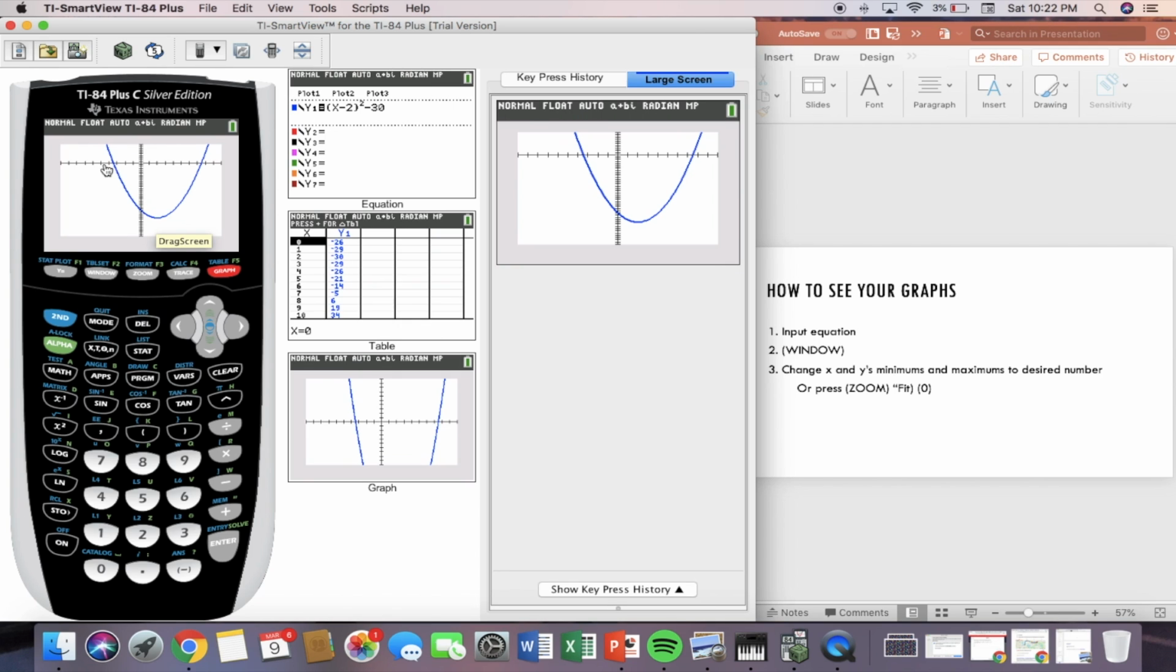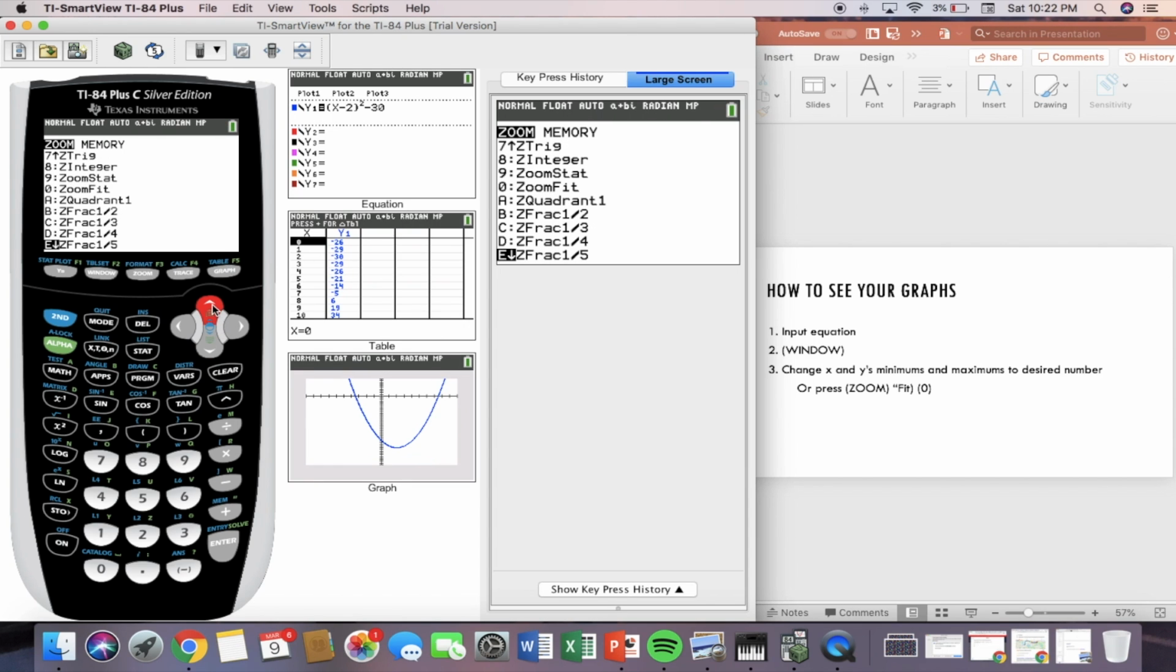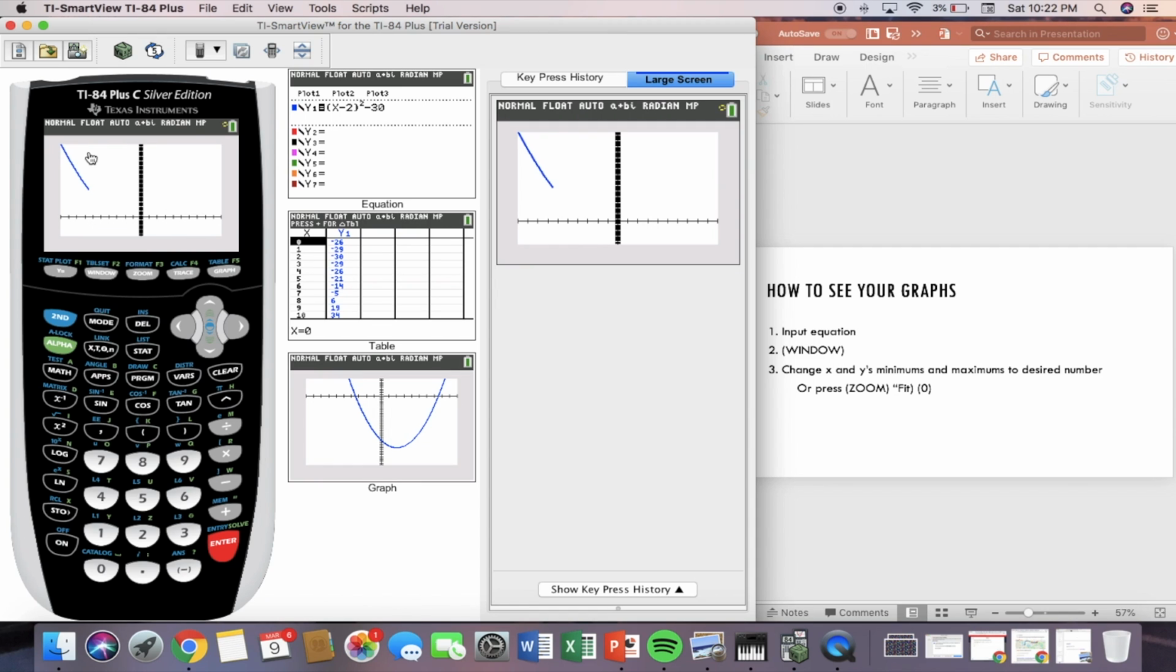I can see the vertex. I can see the roots. That's all good. Or I can do this handy thing. So I can go to zoom and then all the way down to right below zoom stat, zoom fit, which is 0. So you could also press 0 if you want to. I apologize, this calculator on here is a little bit laggy. And it will automatically fit the graph so you can see the x roots and so you can just see the bottom. So that's perfect for what I need.